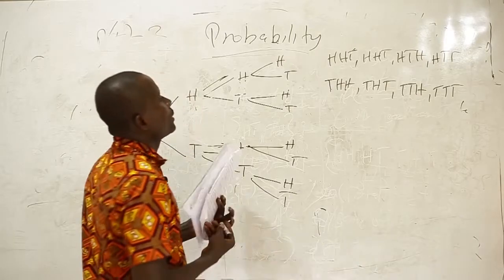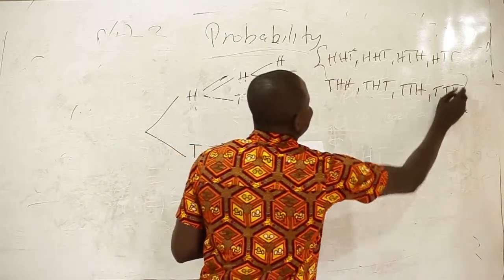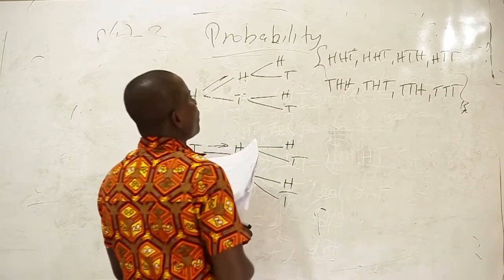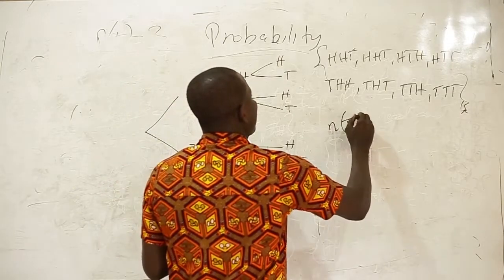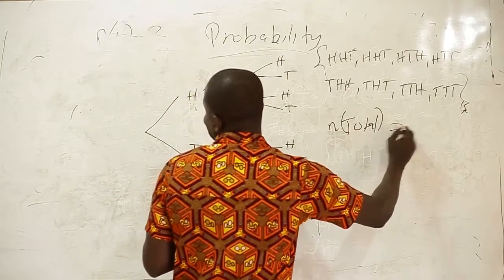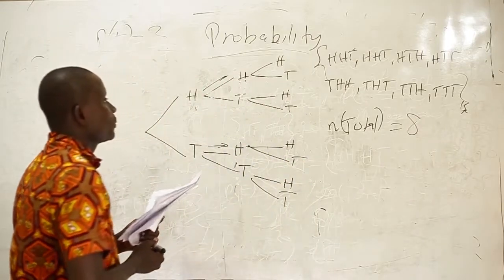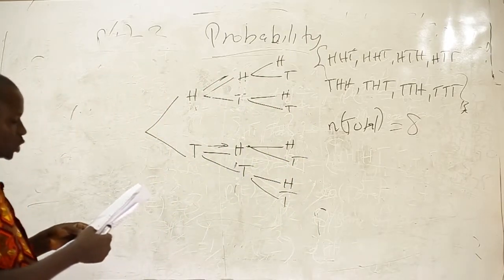Tail. Now, they can ask you to list the set of all possible outcomes. So these are the possible outcomes. So n total is equal to what? Is equal to 8. Is that okay? N total is equal to 8.